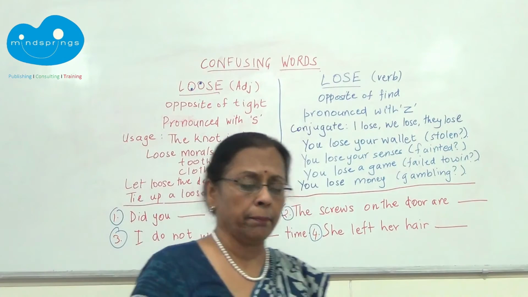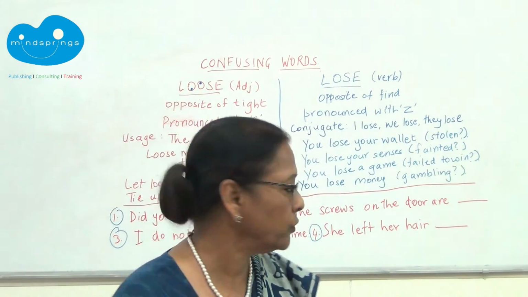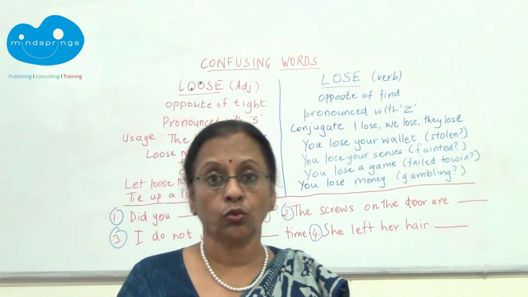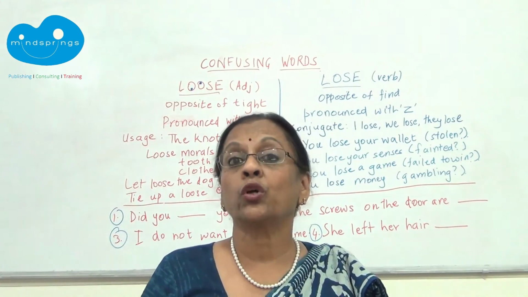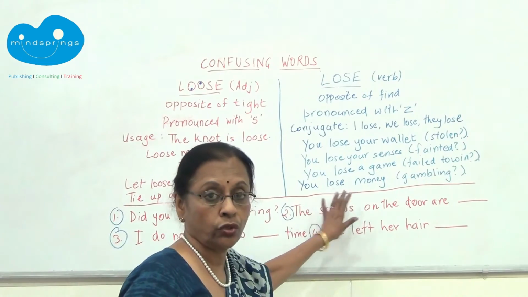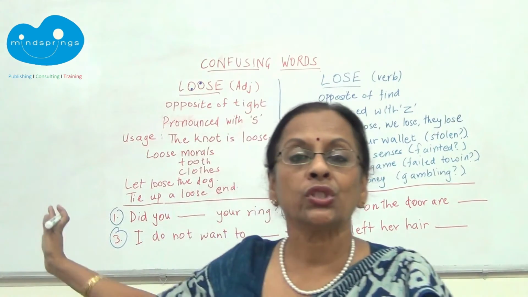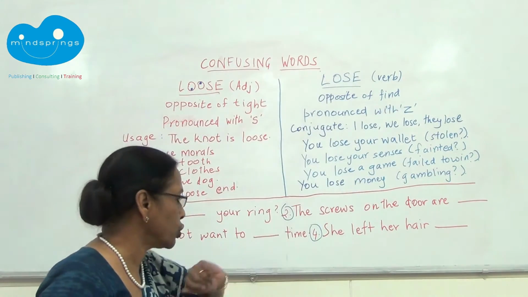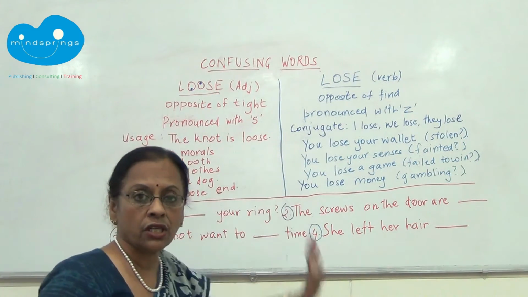You lose a game. So if you fail to win a game of football or cricket, then you lose a game. And you can lose money, which means you could have been gambling or you could have been very careless with what you were doing, and therefore the money has been lost. You lose money that way. So lose, again, like loose, can be used in various ways. So that's the usage. I hope you understood the difference.